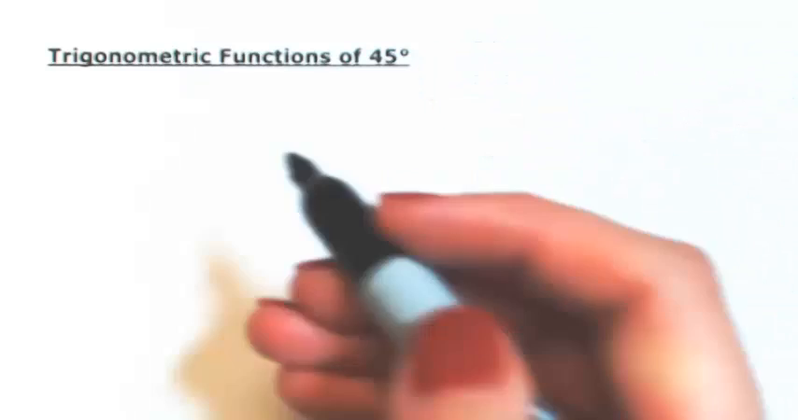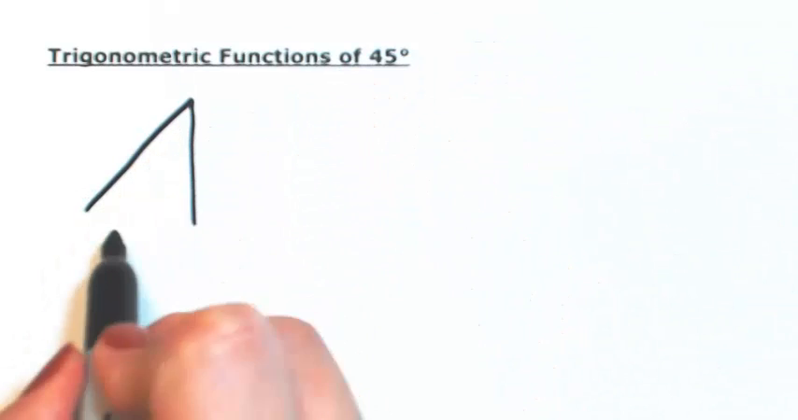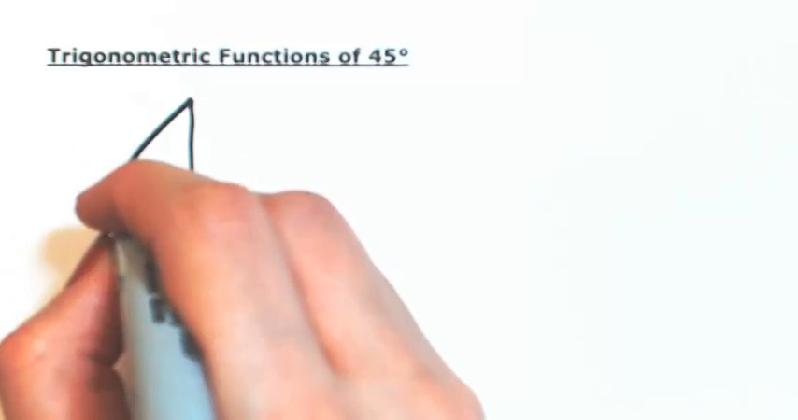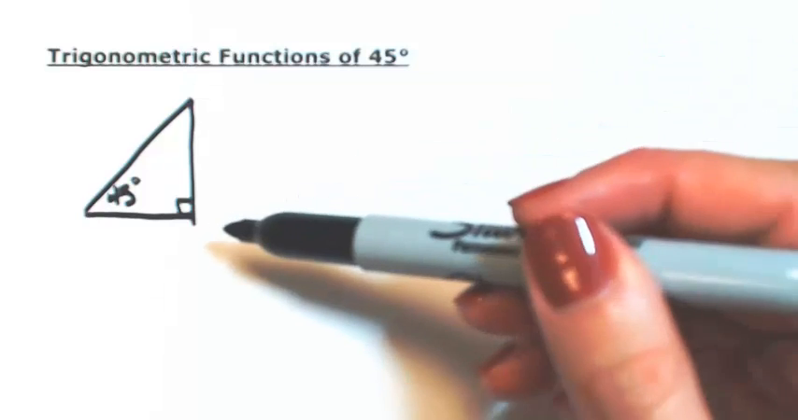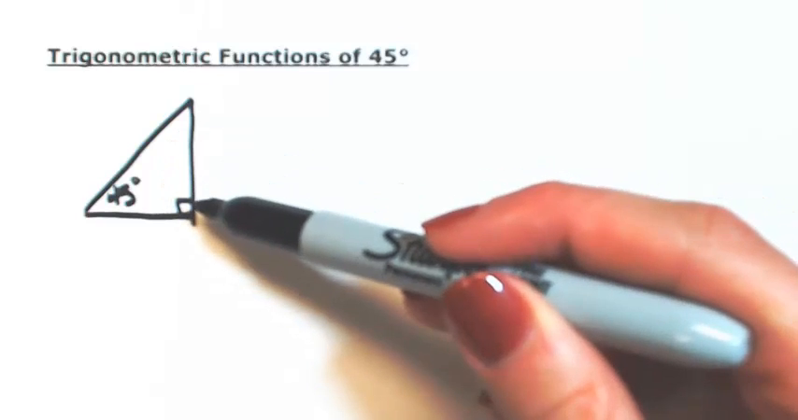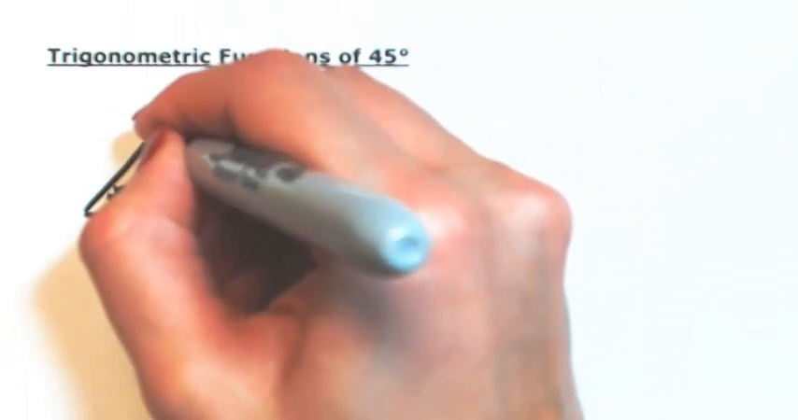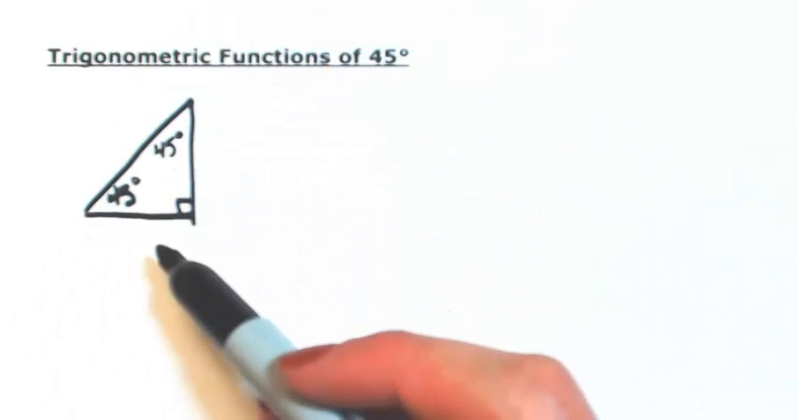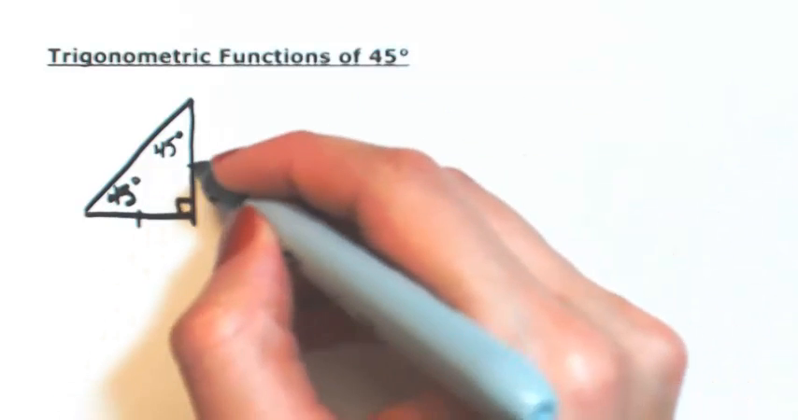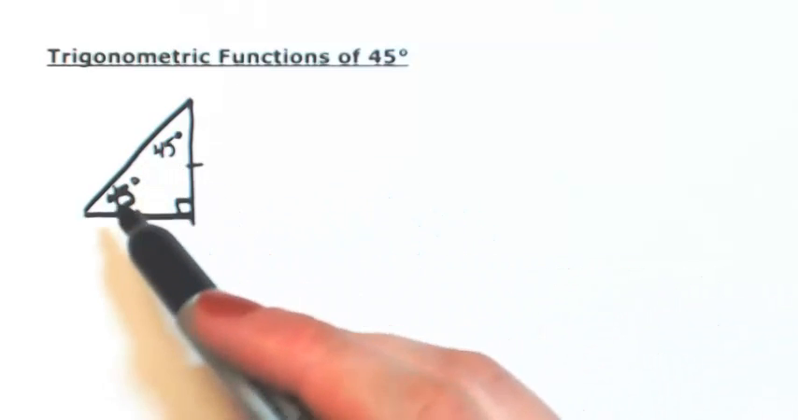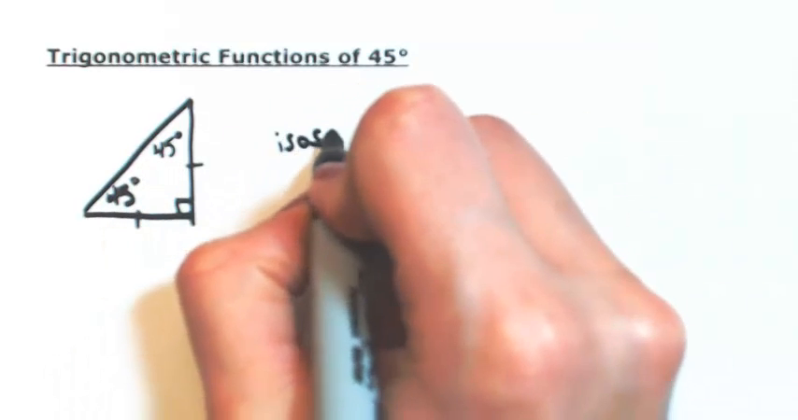Let's look at a right triangle in which one of the other angles is 45 degrees. Since the triangle angles add up to 180 degrees, this is 90 and 45, so the other one is also 45. That means the sides opposite the 45 degree angles are the same. Because we have two same angles and two same sides, this is called an isosceles triangle.